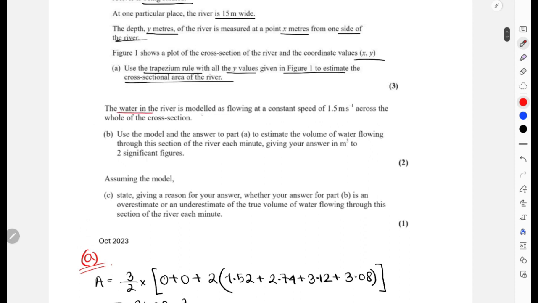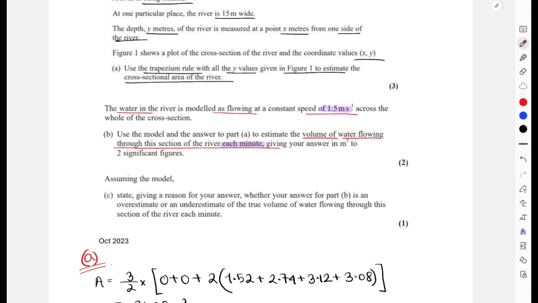It says the water in the river is modeled as flowing at a constant speed of 1.5 across the whole of the cross section. Use the model and your answer to part A to estimate the volume of water flowing through this cross section of river each minute. This one is a very important thing. Each minute, giving your answer to 3 significant figures. Okay, now they want you to calculate the volume of water, right? There's actually a formula for this. The formula is speed multiplied with time in seconds gives you volume.